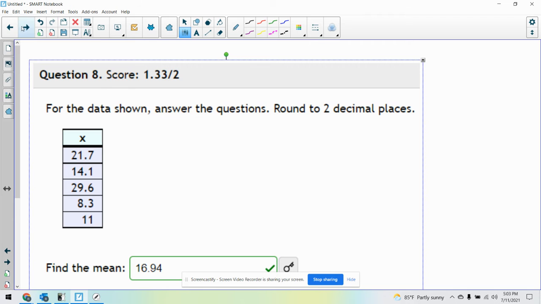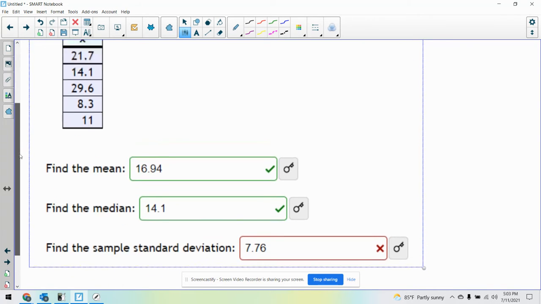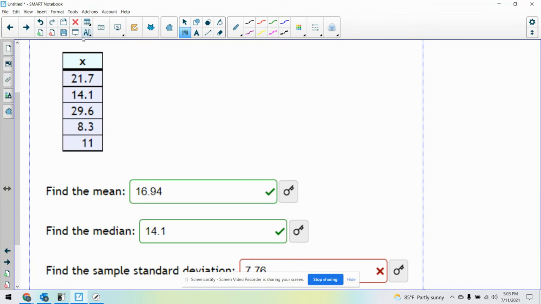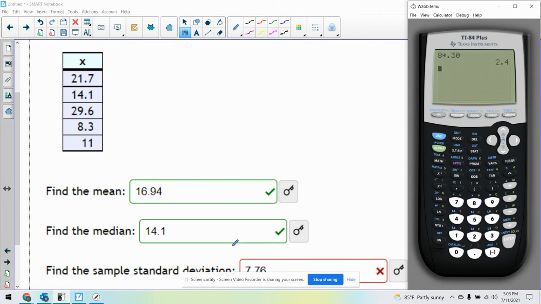Okay. All right, this says find the standard deviation of this data. Don't do it by hand. I'm going to use the calculator. So I'm going to start by putting all of my data into the stat list. I have 21.7, 14.1, 29.6, 8.3, and 11.